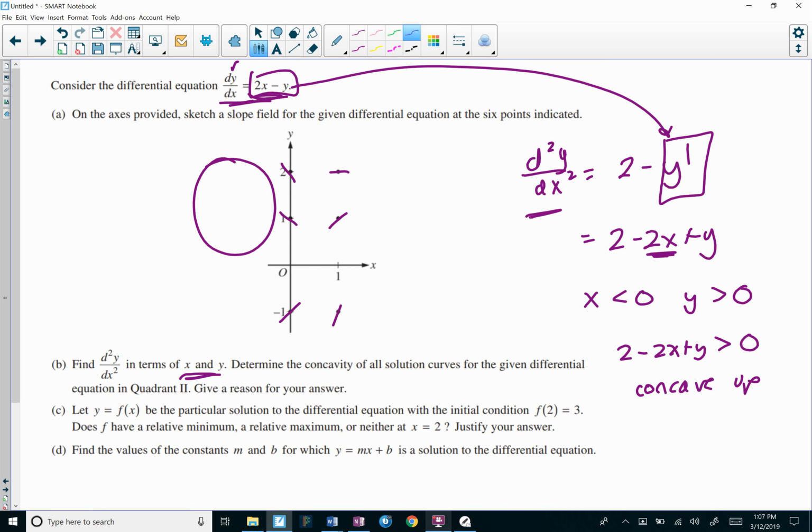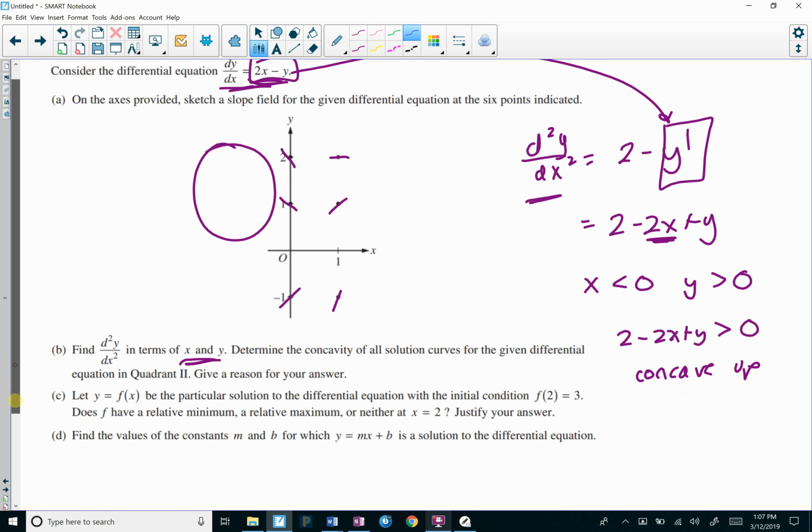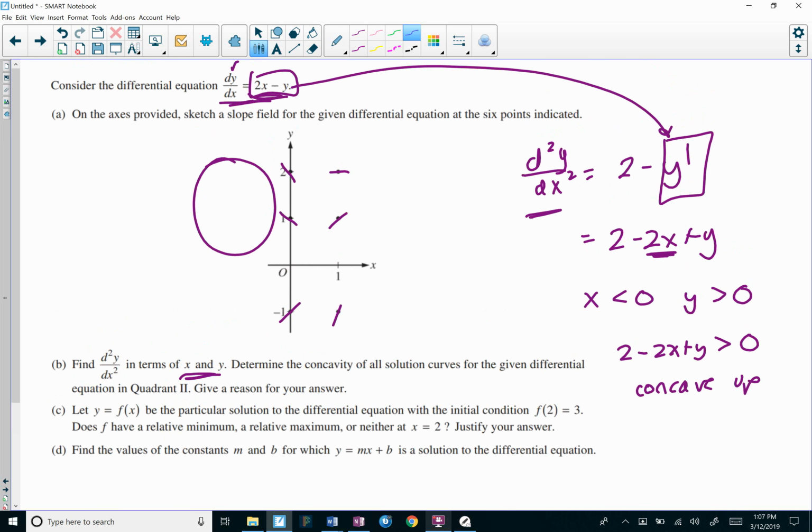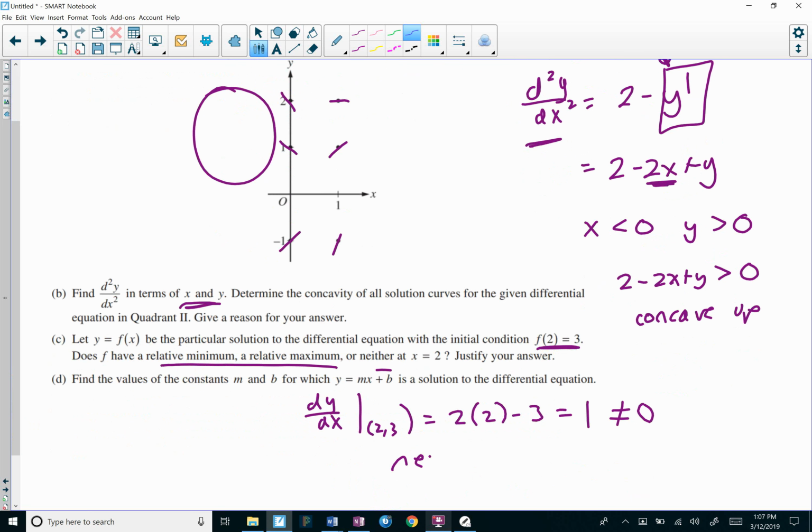Part C, let f of x be a particular solution. The question is, at 2, 3, does it have a min, max, or neither? A lot of people overthink this and do way too much work. First of all, if it has a min or a max or saddle, the derivative is 0. So if I plug the point 2, 3 into my derivative, dy dx evaluated at 2, 3, I get 1, which is not 0. So the fact that the derivative is not 0 tells me there's not a min or max there. There's neither. And showing that work is justifying.